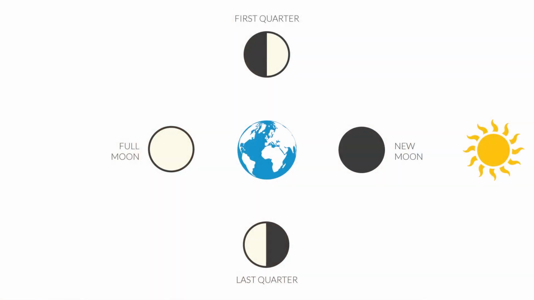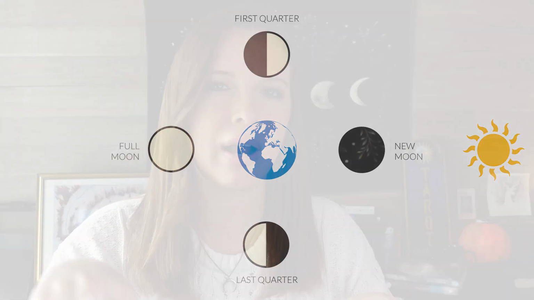But basically, we're just going to stick to the four quarters: we've got the new moon, and then we have a half moon or quarter moon, and then we have a full moon, and then we're back to another half moon, and then we go around and around.